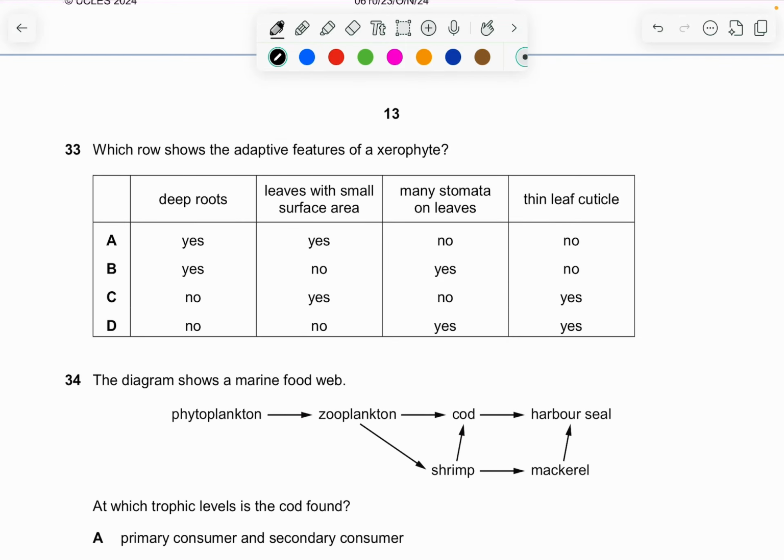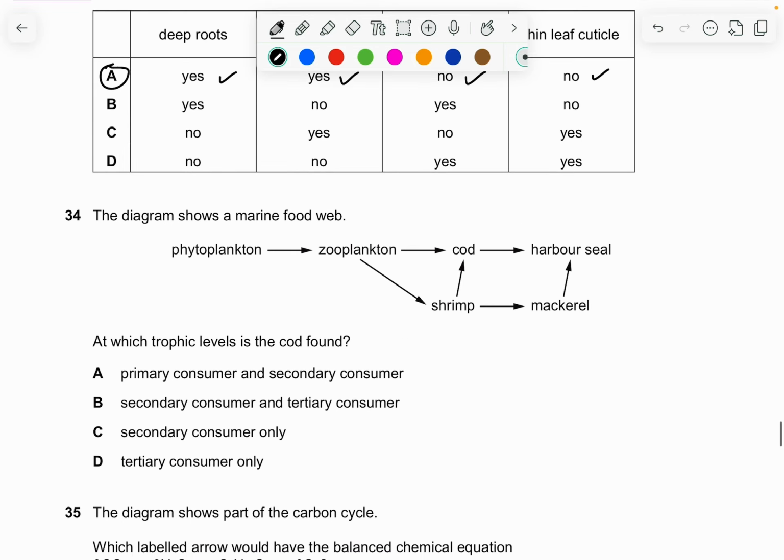Question 33. Which row shows the adaptive feature of a xerophyte? Think of it as a cactus always. So, they have deep roots. Yes, they have. Leaf with small surface area? Correct. Many stomata on the leaves? No, because they don't want to lose water. A thin leaf cuticle? No, they have a thick one, so they can help to prevent water loss. So the answer is A.